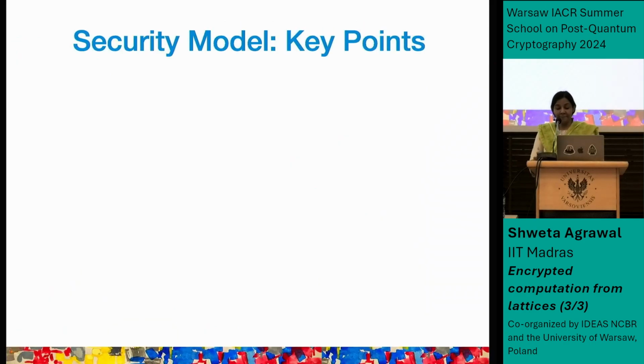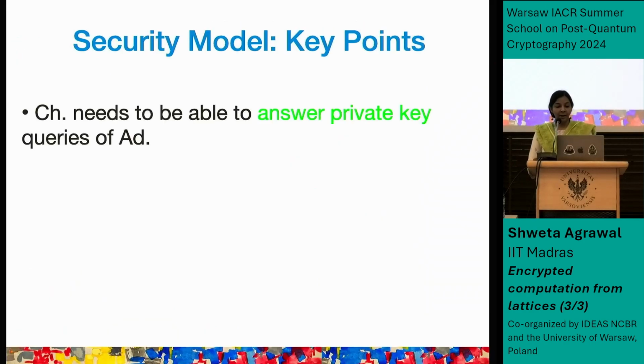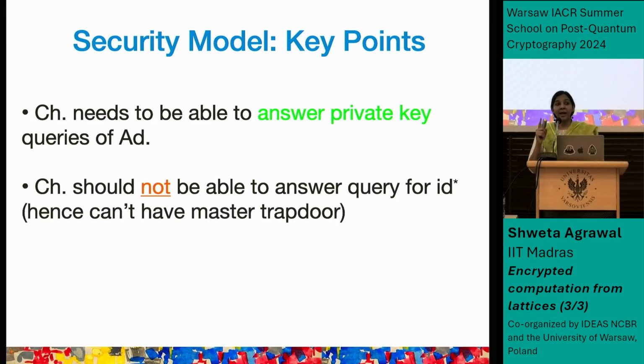Okay, so key points of the security model. First, as I already said, the challenger needs to be able to answer private key queries of the adversary. Note that the challenger should not be able to answer a key query for the challenge ID star, and hence it cannot have the master trapdoor. Can anyone tell me why?